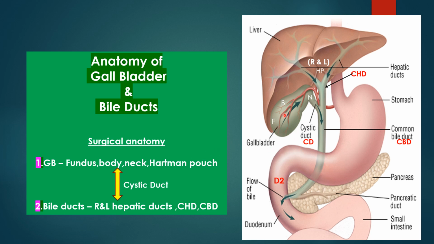Okay, this is the gallbladder, fundus, body, Hartmann's pouch, and the neck. And this is the cystic duct, which connects the gallbladder to the biliary ducts, which consist of a right and left hepatic duct joining to form the common hepatic duct, which in turn is joined by the cystic duct to form the common bile duct. And this common bile duct goes downwards and to the right to enter into the second part of the duodenum.